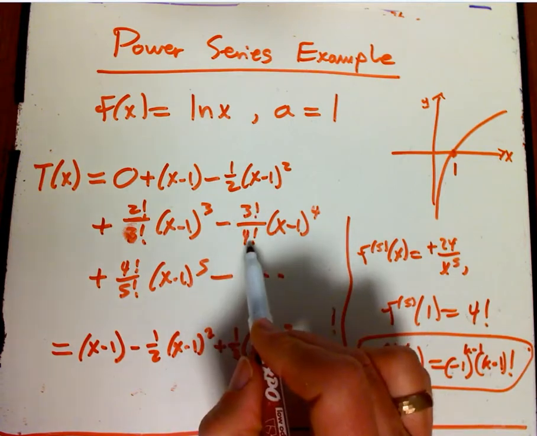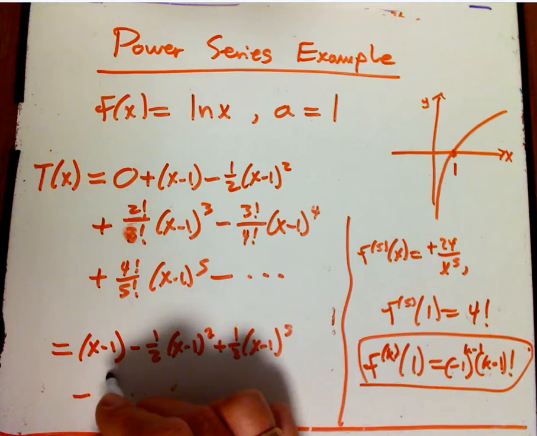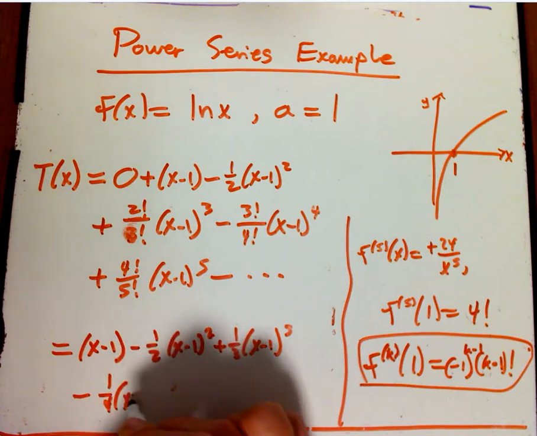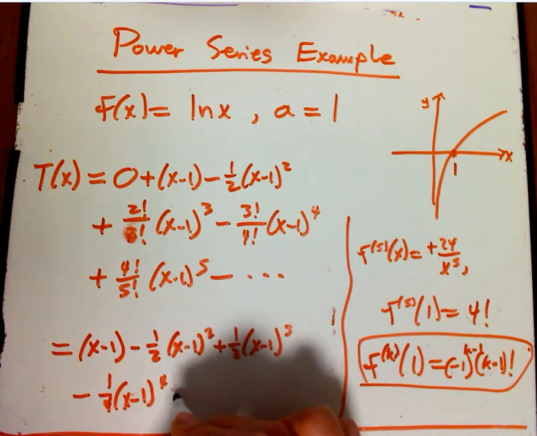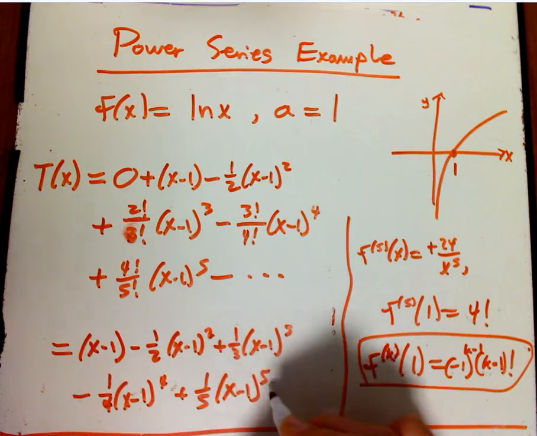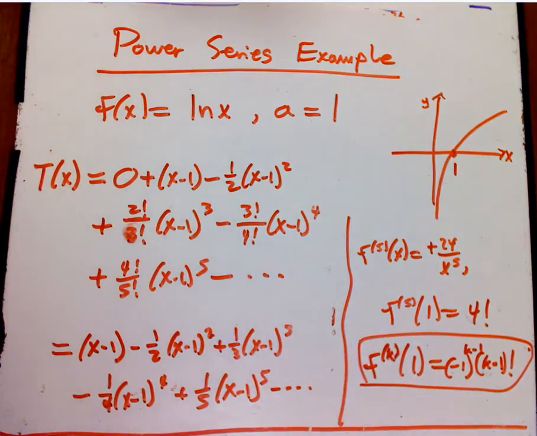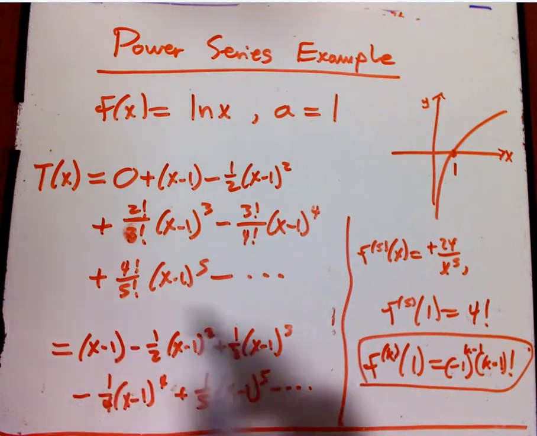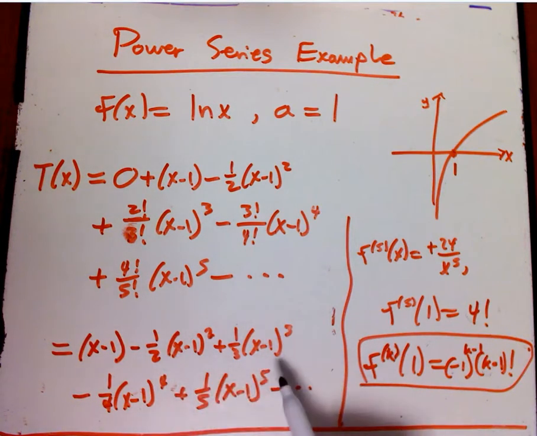3 factorial over 4 factorial cancels down to a minus 1/4, plus 1/5. So we see it's a very simple pattern in the coefficients. There's an alternating sign, and I'm going to actually fix that, or do it in a way that shows that in a different way pretty soon. But this is the Taylor series for log x.